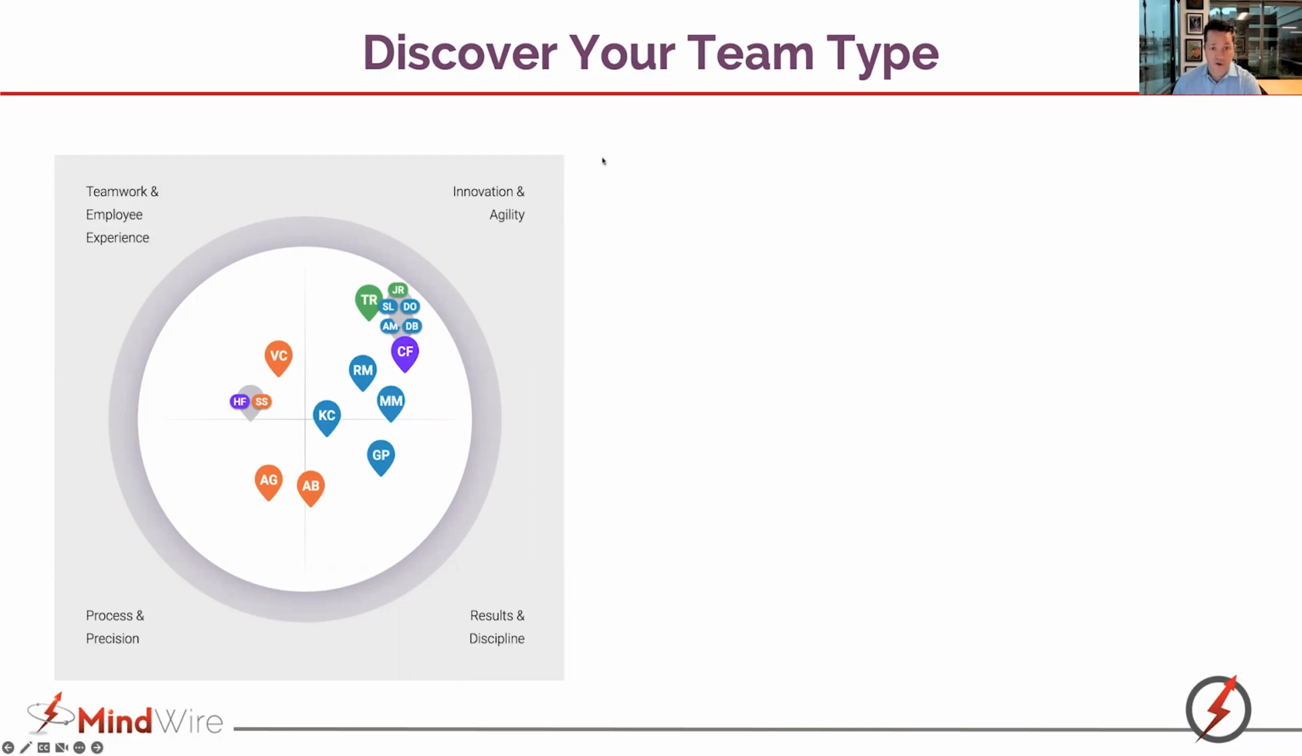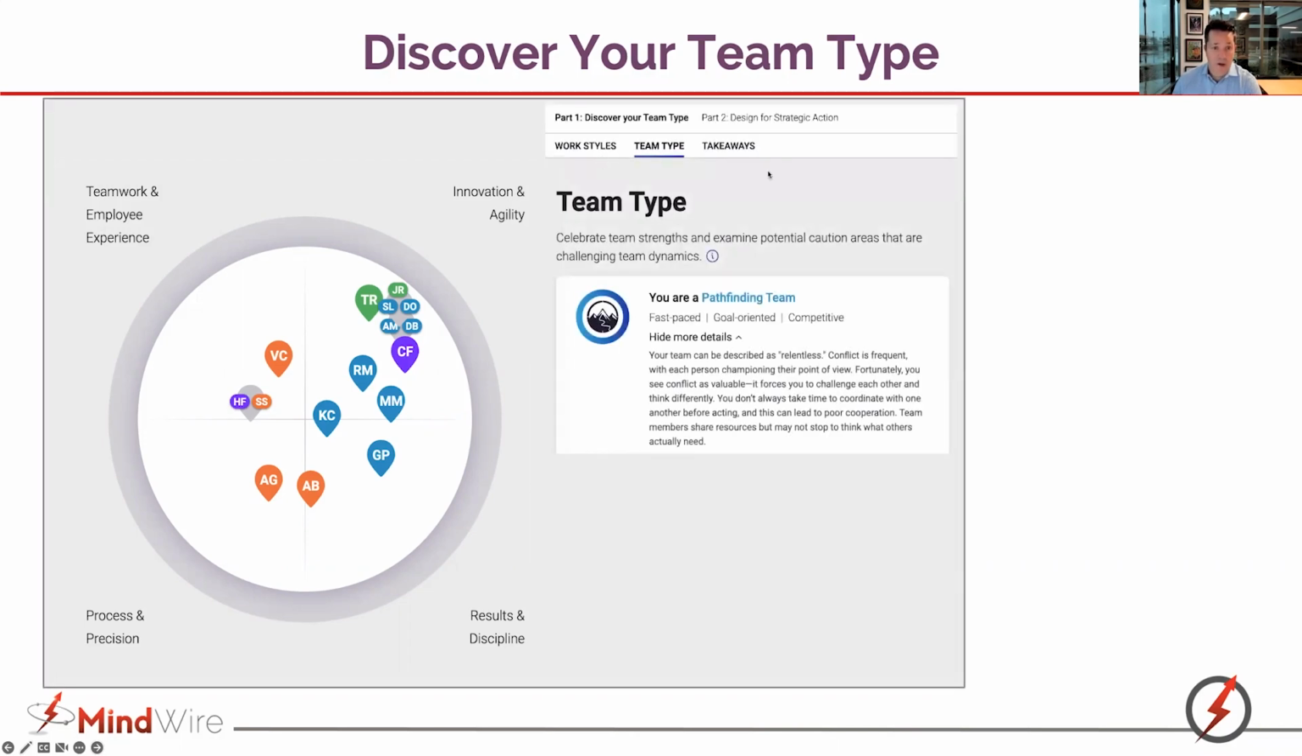But what you're doing when you discover team type, it will tell you, and this again is the research that PI's science team has done on this, to say that this collection of people like this happens to be a pathfinding team. And it's going to give you some headlines: fast-paced, goal-oriented, competitive, and then a description to say this is what the team is like. And again, when you have people read this about their team, they're likely going to go, that's us.